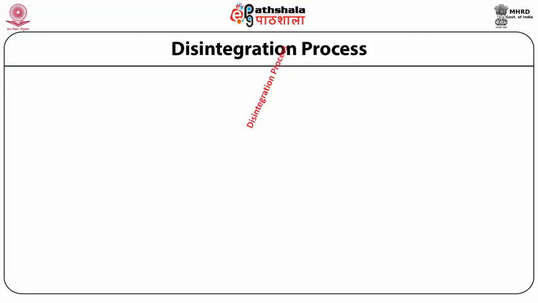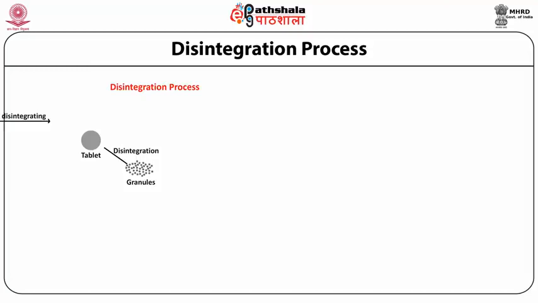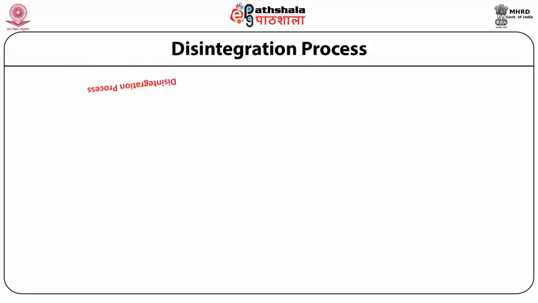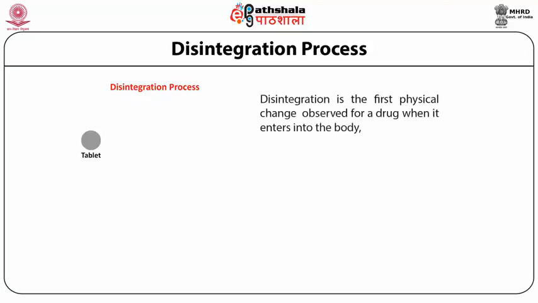In this diagram, the concept is clearly indicated that if a tablet is not able to disintegrate, that tablet will not show any biological presence, will not be able to cross the gastrointestinal tract, and will not be available in the blood. However, if the tablet is able to disintegrate into granules, then these granules will show some solubility in the dissolution medium, leading to their passage across the GIT, and such molecules will be available in the blood. Therefore, disintegration is the first physical change observed for a drug when it enters the body.